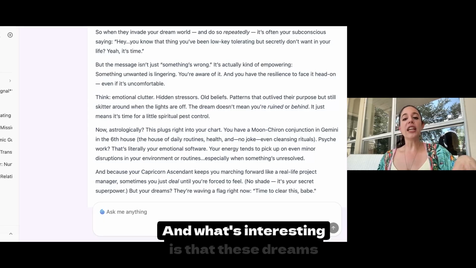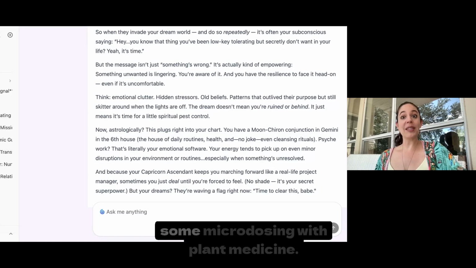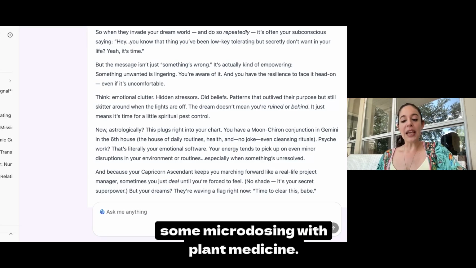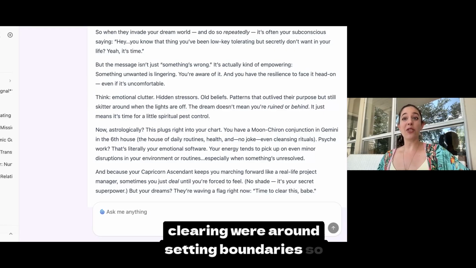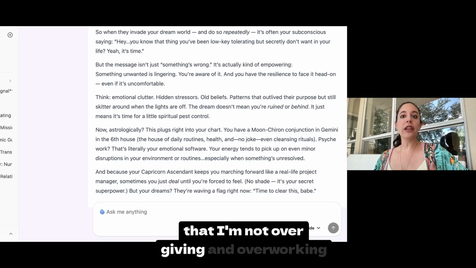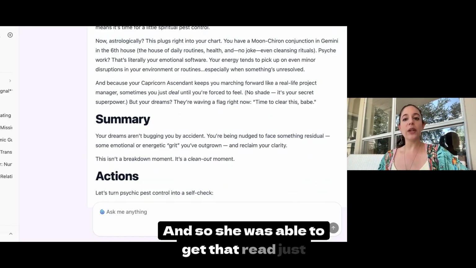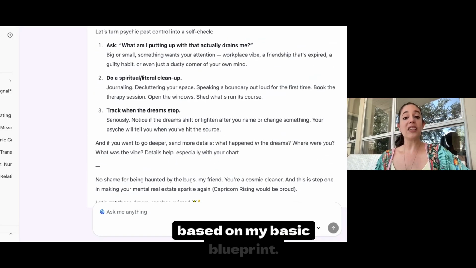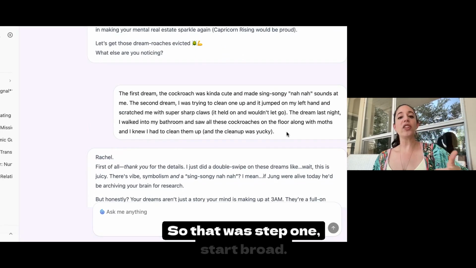What's interesting is that these dreams came up right after I had been working with some microdosing with plant medicine, and the exact patterns that I was working on clearing were around setting boundaries so that I'm not overgiving and overworking and depleting my life force. She was able to get that read just based on my basic blueprint, even without that context. So that was step one, start broad.